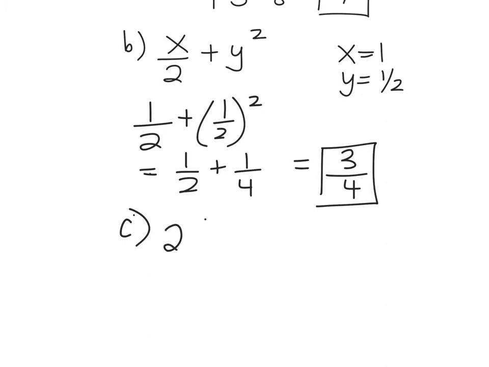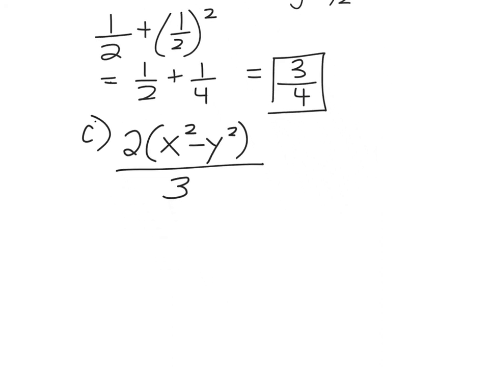2 times x squared minus y squared, in parentheses, all divided by 3. And we're going to do this when x is 6 and y is -3. All right, we're going to be careful on this one. So let's go ahead and plug our stuff in.